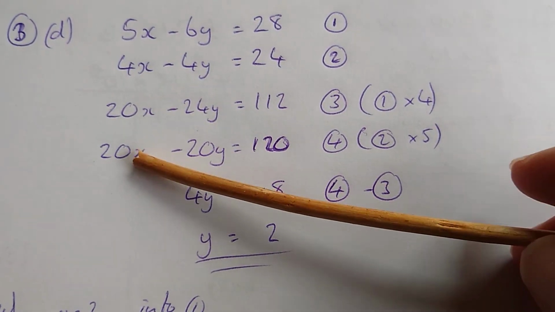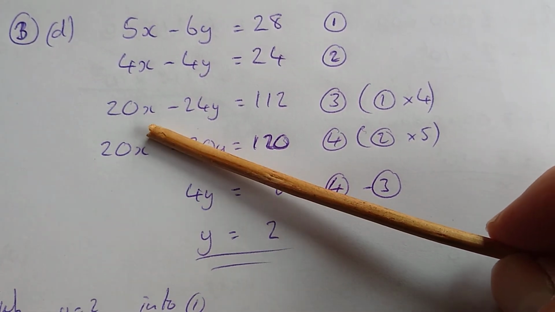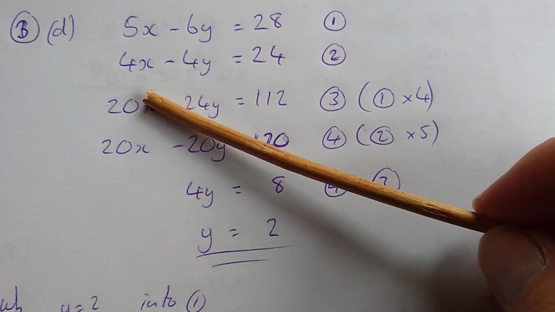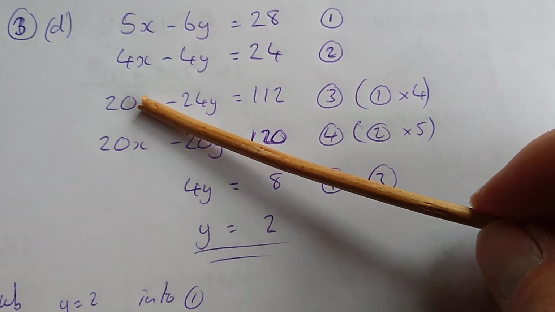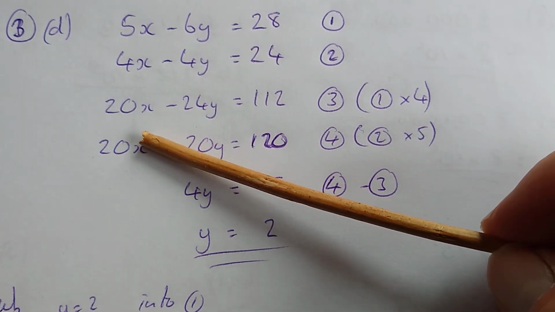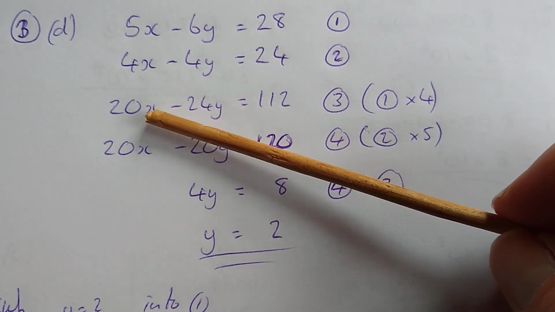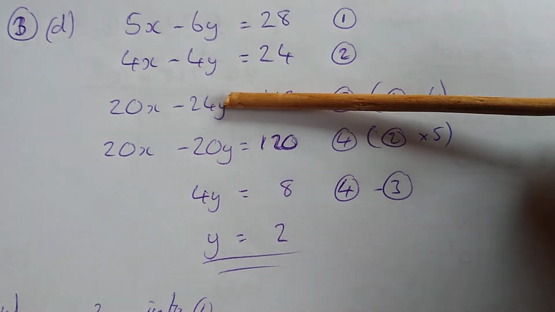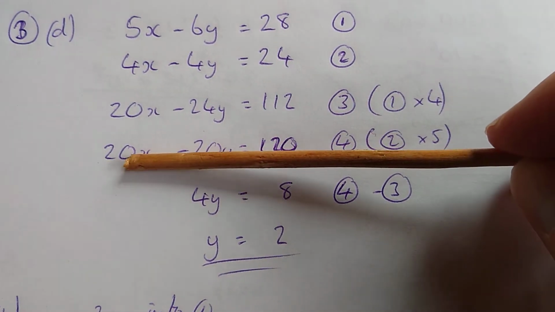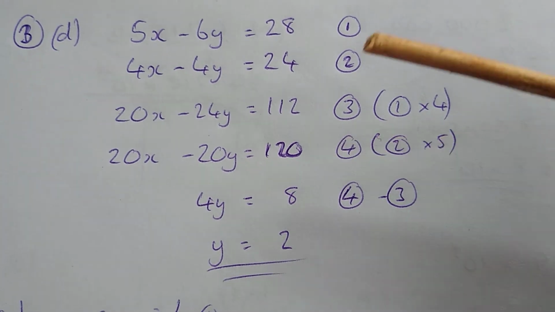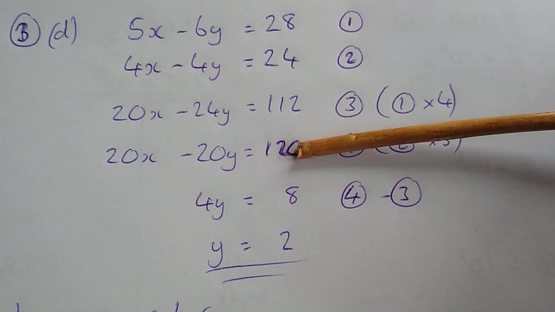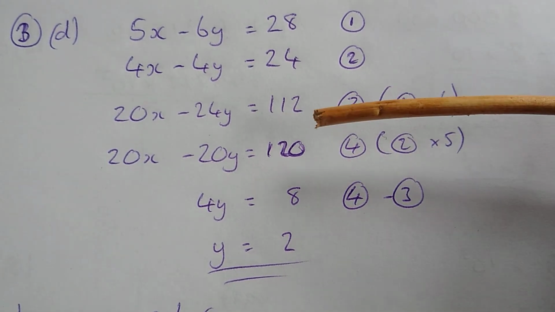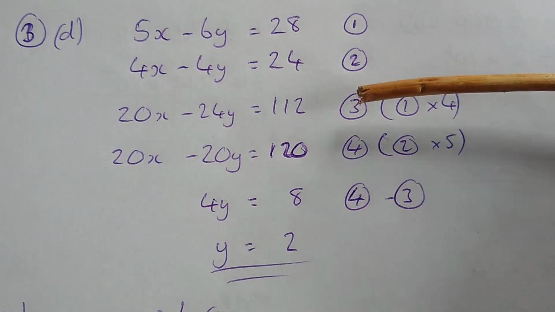Now I have 20x and 20x. Do I add or subtract them? Well, let's have a look at adding them. 20 plus 20 is 40, so 20x plus 20x is 40x. If I add those two together, I don't eliminate the x terms. If I subtract them, 20 minus 20 is 0. So what I'm going to do is subtract all of this equation from all of equation 4. The reason why I'm doing that is that 120 minus 112 is going to give me a positive answer. So I'm going to do equation 4 minus equation 3.